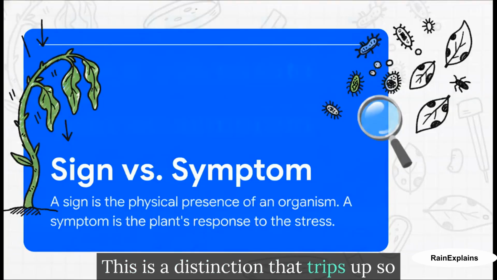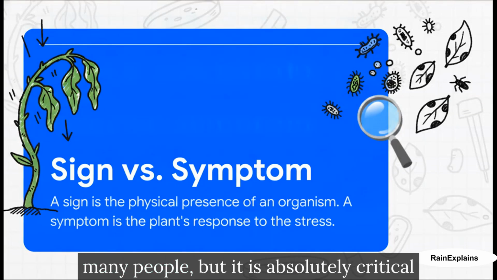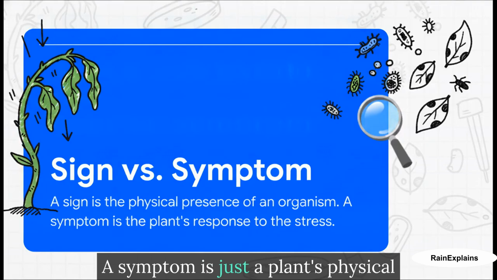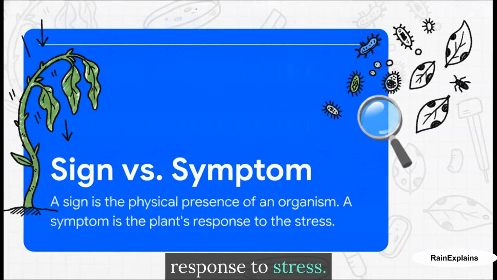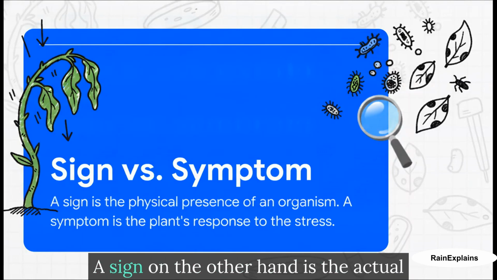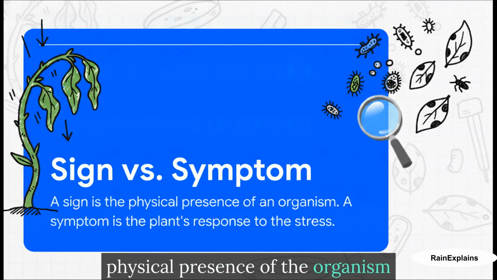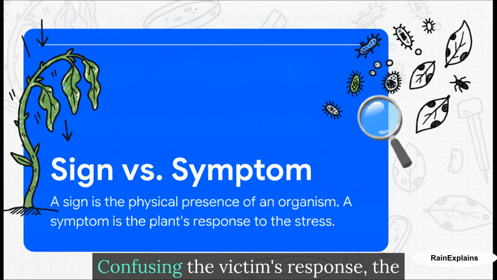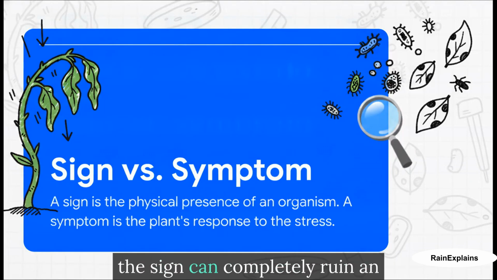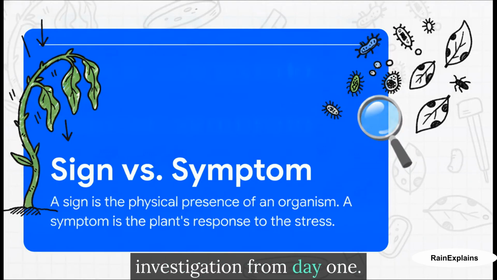This is a distinction that trips up so many people, but it is absolutely critical for your investigation. A symptom is just a plant's physical response to stress. Wilting, that's a symptom. It tells you the plant is in distress, sure, but it doesn't tell you why. A sign, on the other hand, is the actual physical presence of the organism causing the problem. Confusing the victim's response, the symptom, with the actual perpetrator, the sign, can completely ruin an investigation from day one.